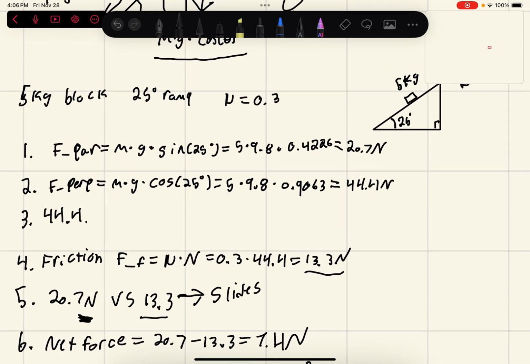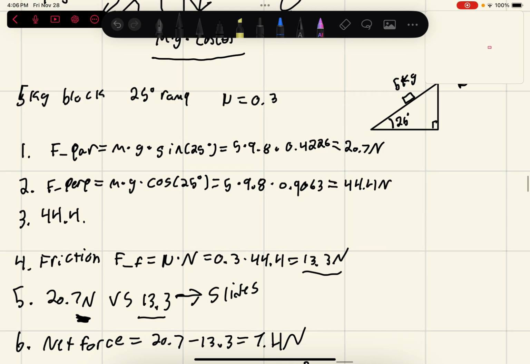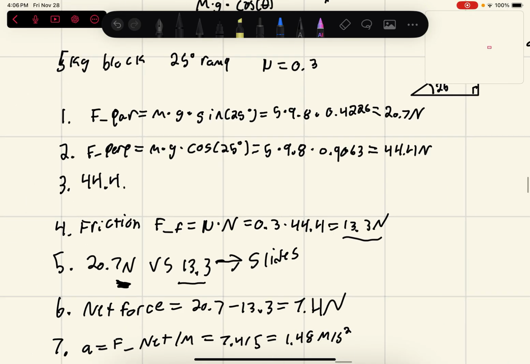A 5 kilogram block on a 25 degree ramp with the coefficient of friction 0.3, okay? First, you find the friction parallel, which is mass times gravity times sine 25 degrees, since we're given a 25 degree angle. Then you find the friction perpendicular. Then for friction, you get the 0.3 times 44.4, and it's equal to 13.3. I'm just running through this quickly because you know, YouTube, gotta keep it short. You basically just plug in all the equations.